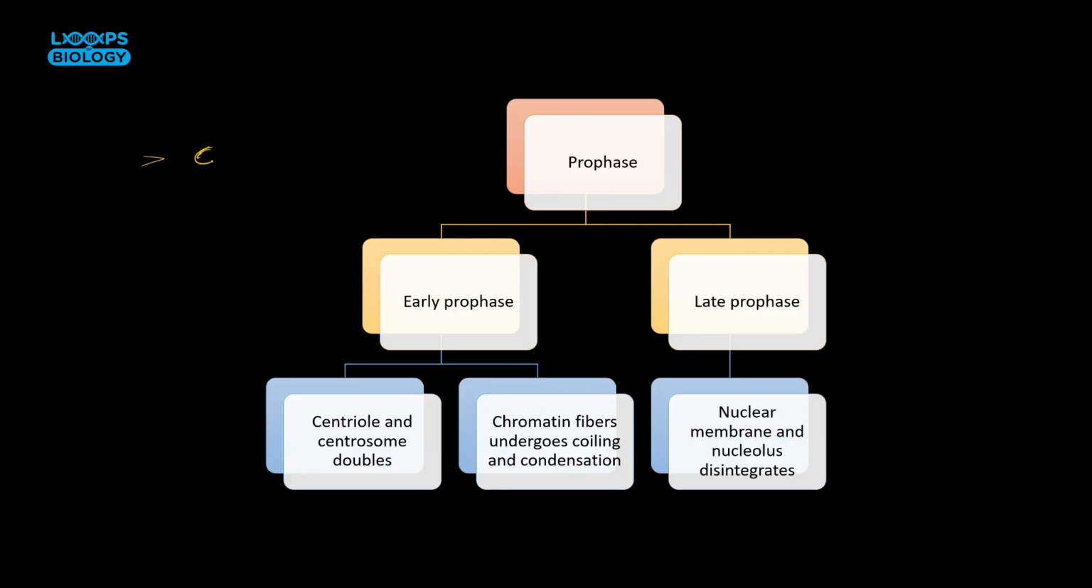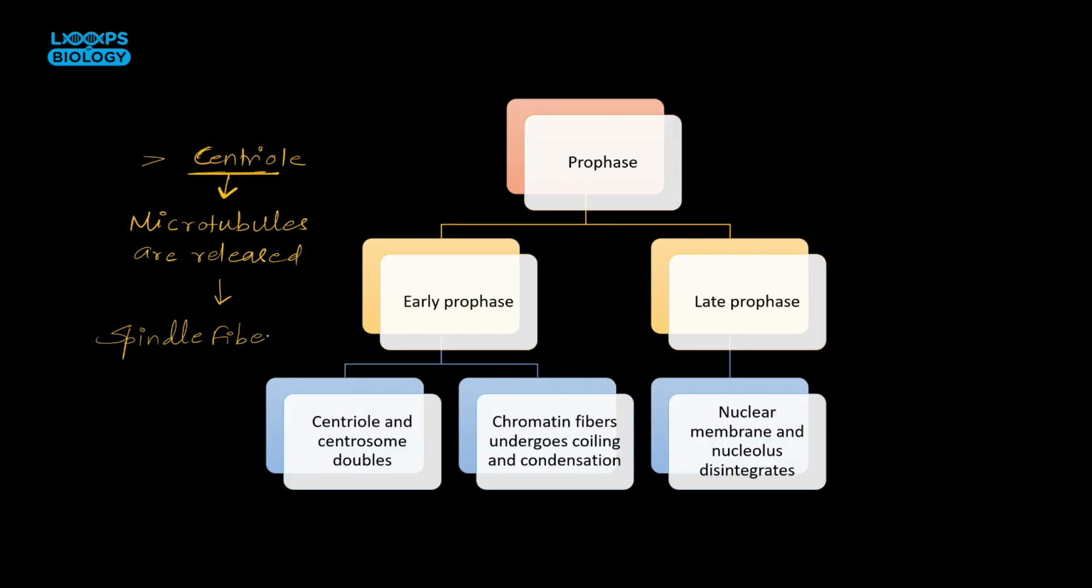So the centriole is present inside the centrosome, and it is important for the release of microtubules. So microtubules are released, and these microtubules are nothing but your spindle fibers, which are very, very important when talking about cell division. You will understand that in the metaphase of this particular cell division process.